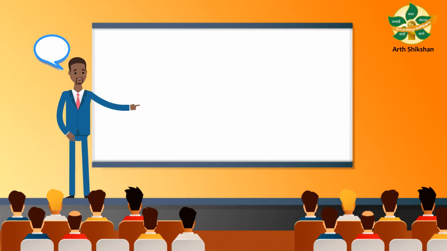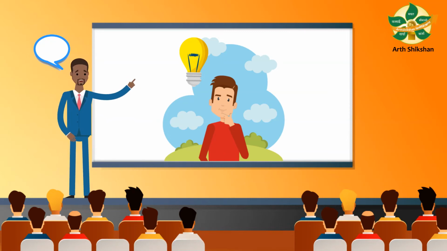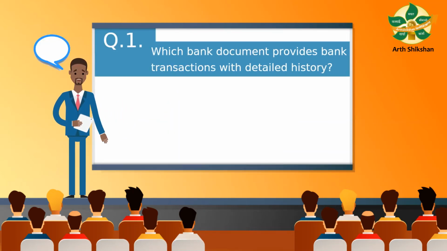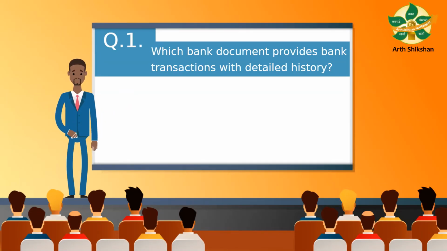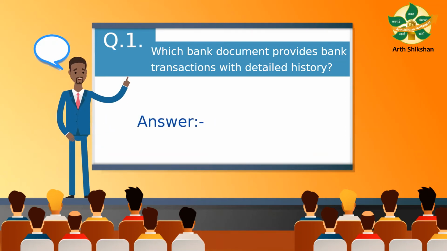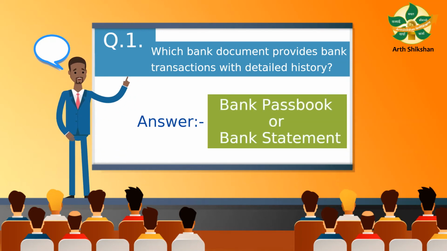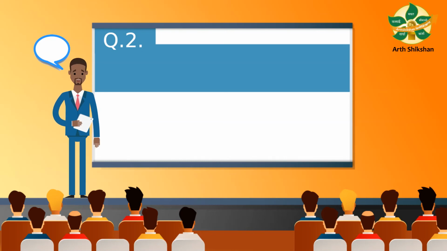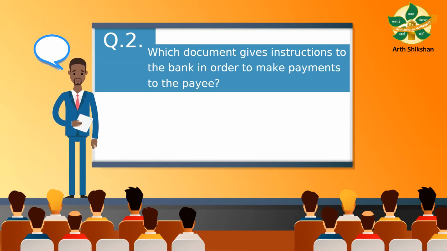Now let us check how much you have understood from the above scene. Question 1. Which bank document provides bank transactions with detailed history? Answer: bank passbook or bank statement. Question 2. Which document gives instructions to the bank in order to make payment to the payee?